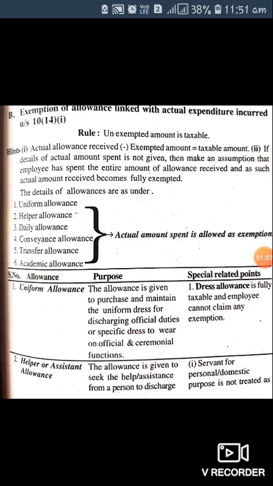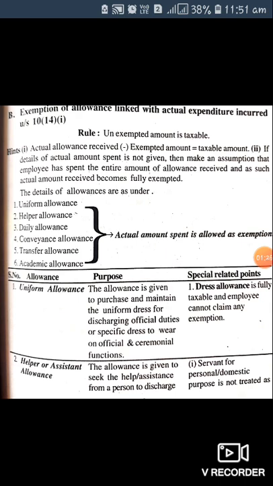So if there is no information about the allowances, that means how much he spent and how much amount is remaining, then we have to treat that the total amount is spent by the employee.